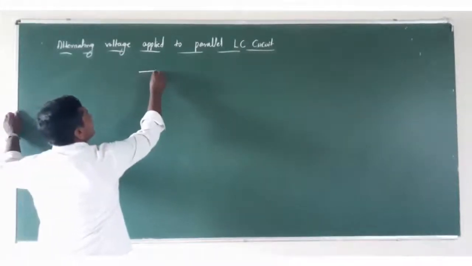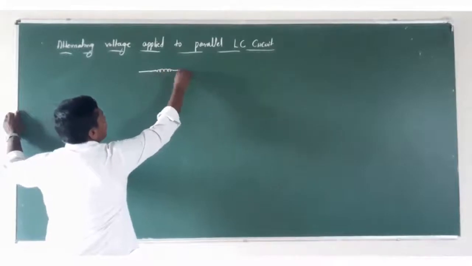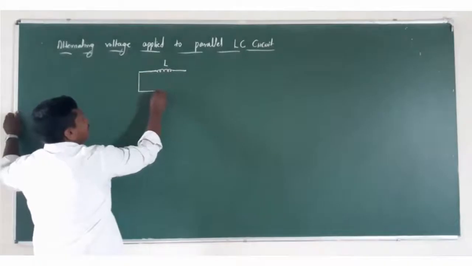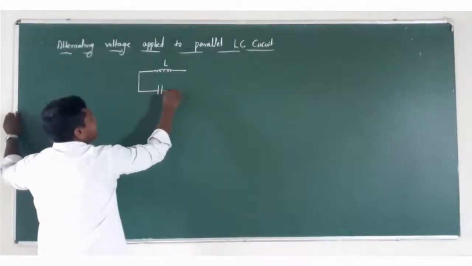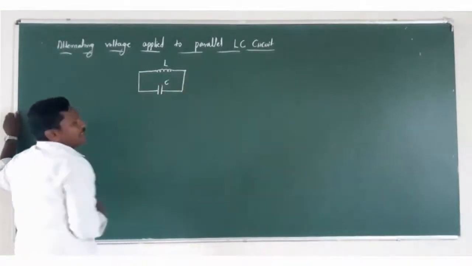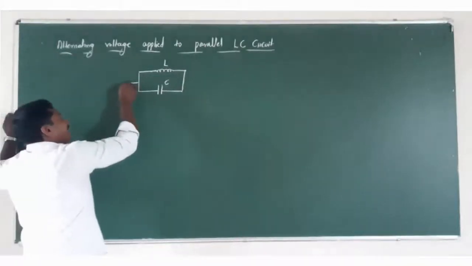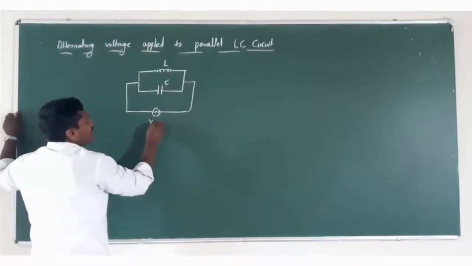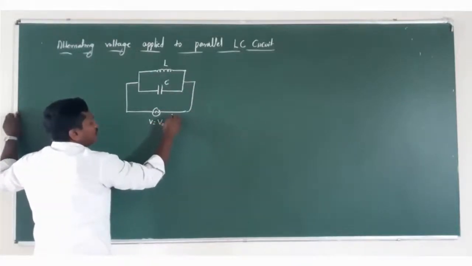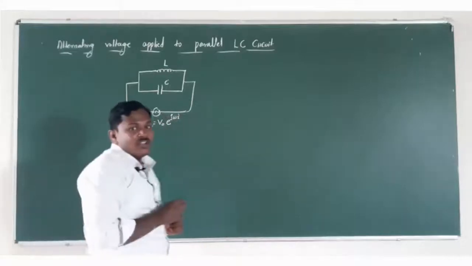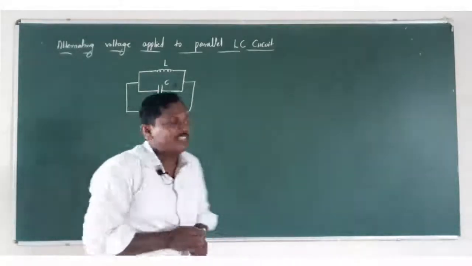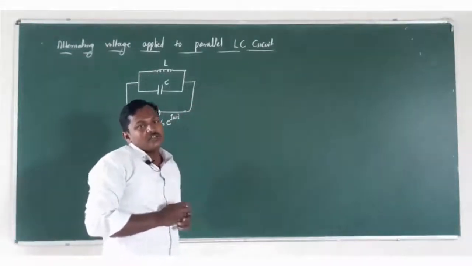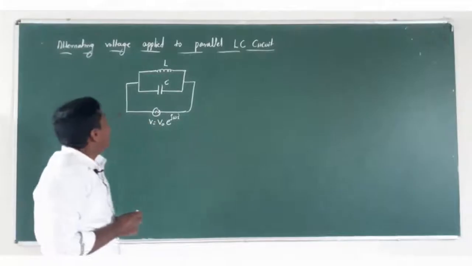So, let us consider an inductor of inductance L, which is connected to a capacitor of capacitance C, both connected across an AC source that can be represented by V is equal to V naught e raised to j omega t, because here we are discussing a parallel combination of inductor and capacitor circuit by using the J operator method.